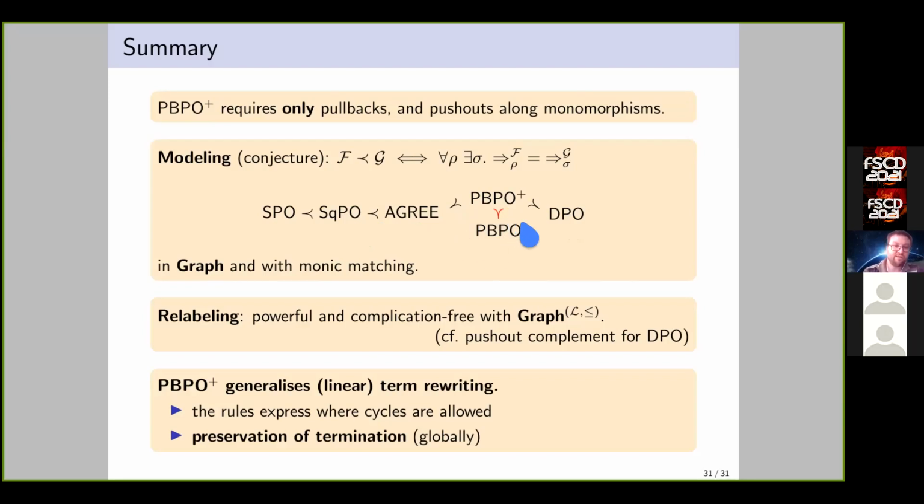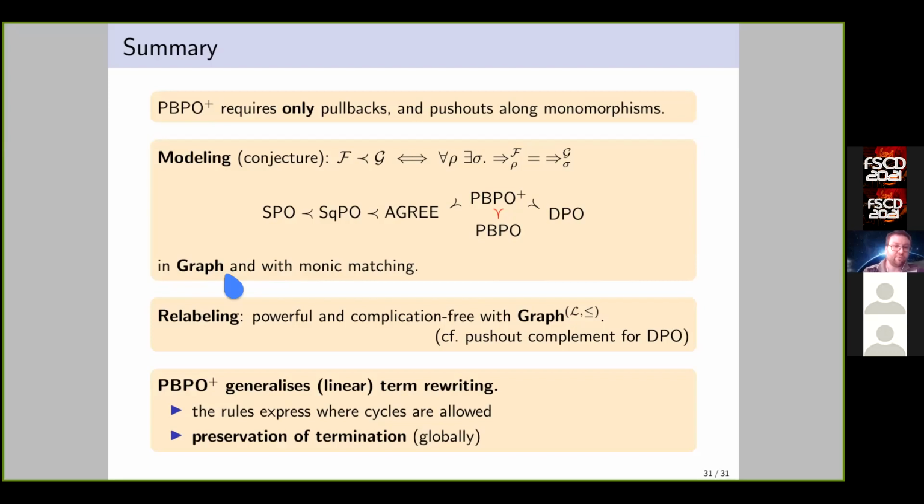This might be a bit surprising because we extend PBPO with an additional criterion, with an additional restriction. But this restriction is needed to enhance the control over how the pattern is embedded in the graph. So it prevents that we map context elements onto the pattern. And this additional control gives more power in rewriting. So we are quite sure that this indeed holds in the category of graphs, that this is a strict subsumption. And we think it also holds in topoi.